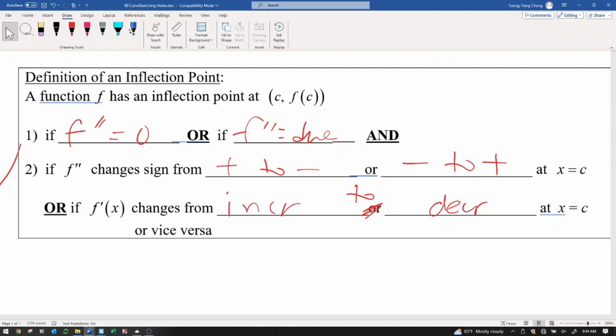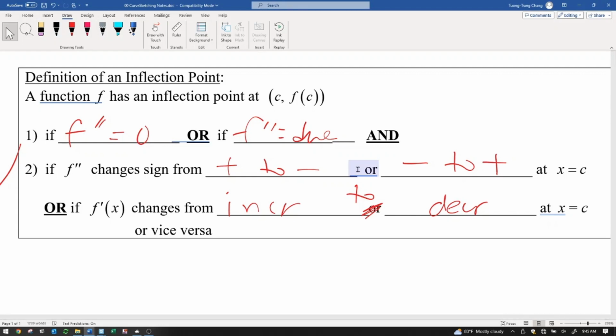Okay? And then on number 2, it says f double prime changes signs. Please put from positive to negative in the first blank, or negative to positive in the second blank. And then down here, there's a mistake, I think. So change the or to a 2, okay? So you'll say if f prime changes from increasing to decreasing, or vice versa, okay? So please write all those things on. And then when you're done, look up and then I'll know you're done. Got it?